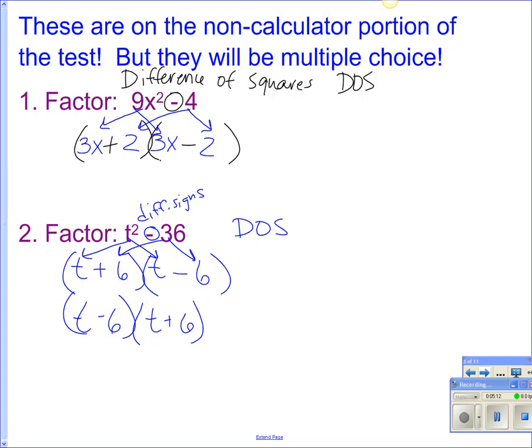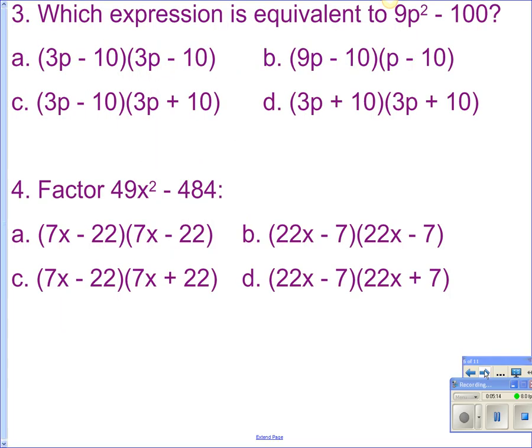Okay. All right. Number 3. This one's multiple choice. All you need to write down is this: 9p squared minus 100. 9p squared minus 100. That's all you need to write down. All right. Jesse, what's one answer that you know is wrong?